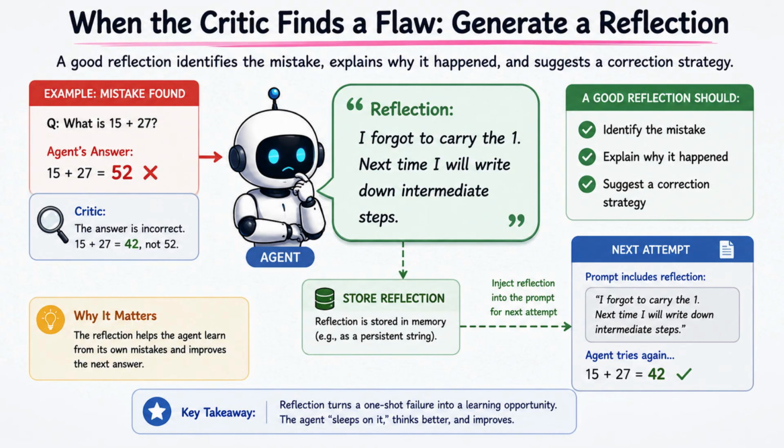When the critic finds a flaw, the agent must generate a reflection. The reflection should identify the mistake, explain why it happened, suggest a correct strategy. For example, I incorrectly added 15 plus 27 as 52. The correct sum is 42. Next time I will double check my addition. The reflection is then stored and injected into the prompt for the next attempt.